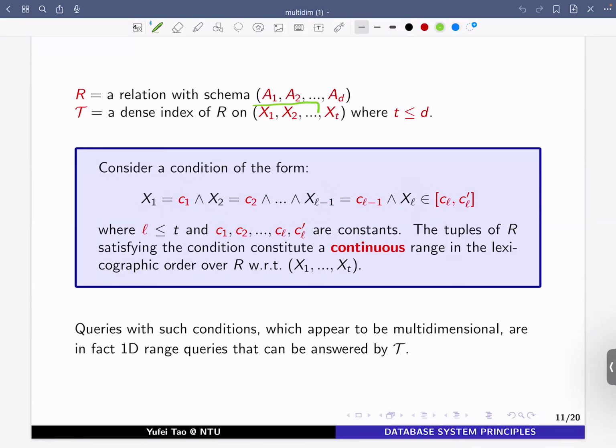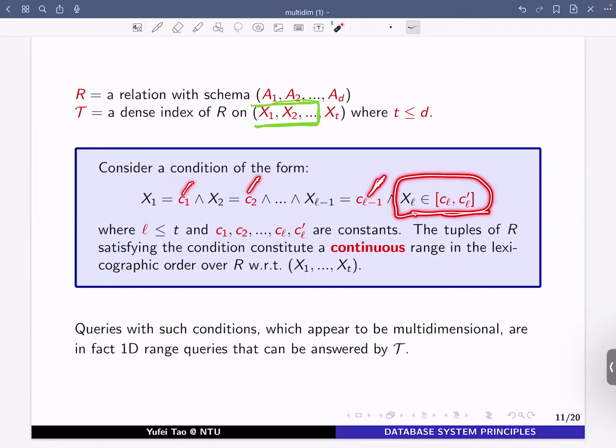The first condition is that you have to take a prefix. This prefix has length L. But of course, this L can reach T. It cannot go over T because the B tree is created on the sequence from X1 to XT, right? So this prefix length can go up to T, but it cannot go over T, all right? So you have to take a prefix. That's the first condition. The second condition says you have to have point queries on all the attributes except for the last one.